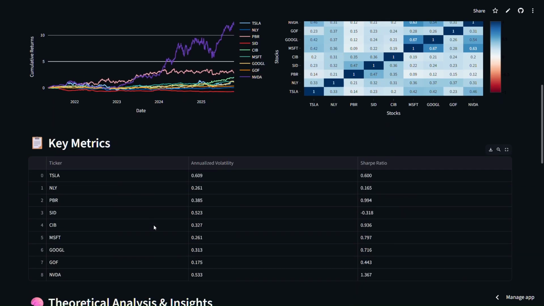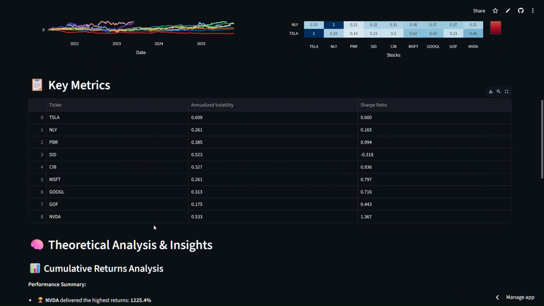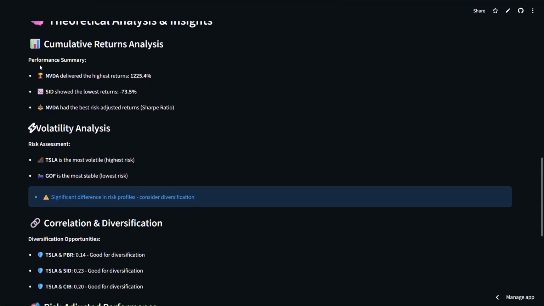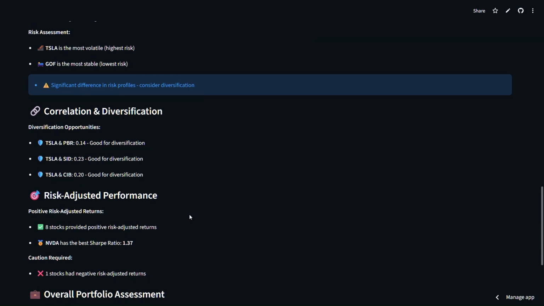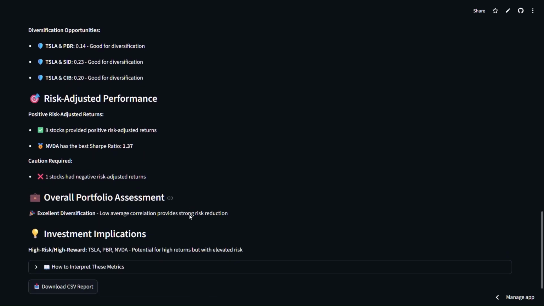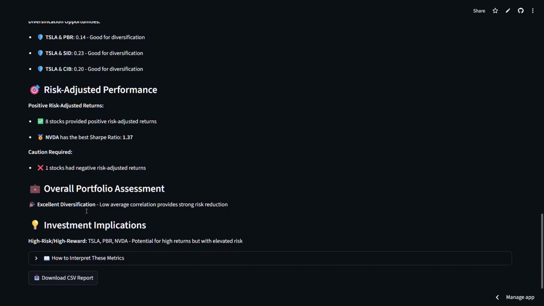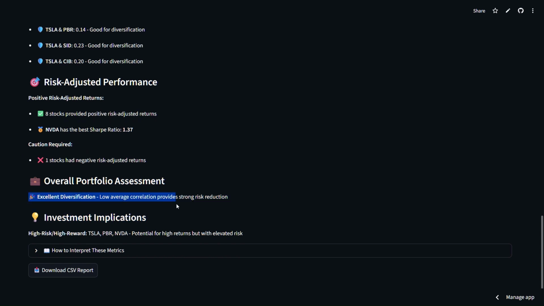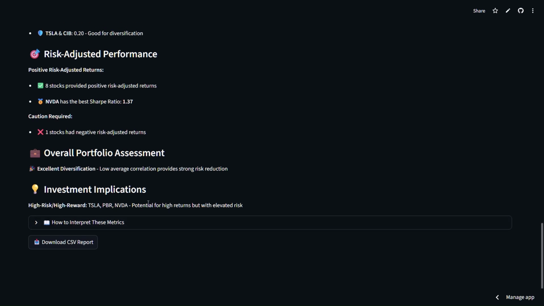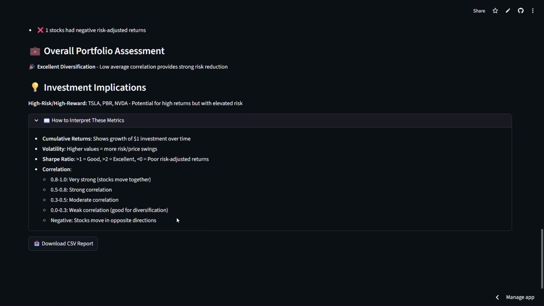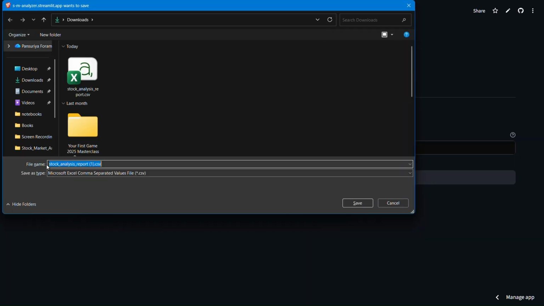Also, if these graphs look complicated, don't worry. The Insights section below explains everything for you. It breaks down your risk assessment, performance summary, volatility, and diversification analysis in simple terms. For example, it highlights that NVDA delivered the highest returns, over 1,200%, while SID had the lowest at -73%. It also shows the most volatile and the most stable stock, helping you understand the risk profile of your portfolio. Plus, it gives smart suggestions on how to diversify, and even identifies which stocks offer the best risk-adjusted returns, so you can make better, more informed investment decisions.